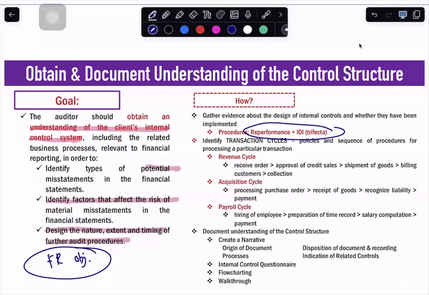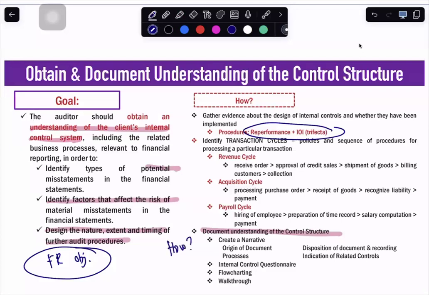Just like in the acquisition cycle and payroll cycle, we need to understand the whole cycle. So we will have a separate topic on these different transaction type cycles, and we will discuss them one by one. We look into the internal controls per cycle, and we look into how we test those controls. And then lastly, we need to document our understanding of the control structure.